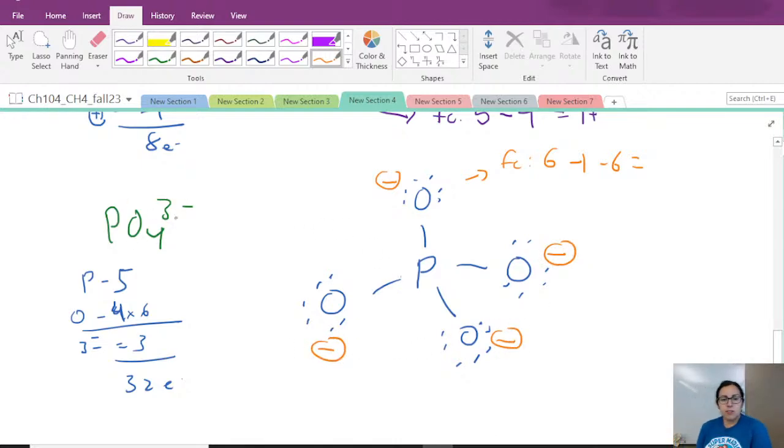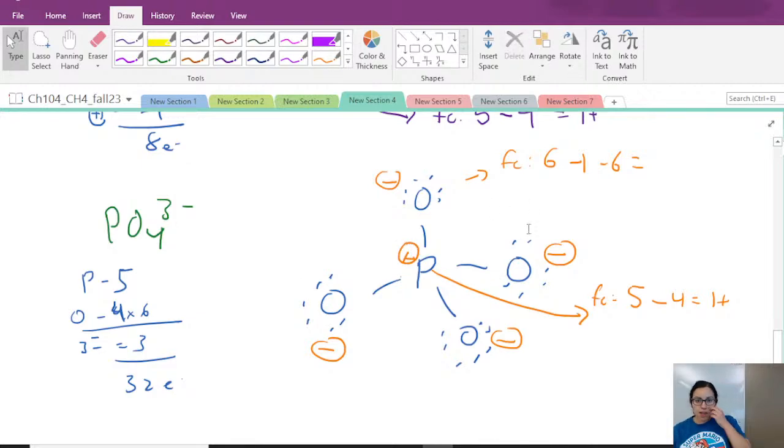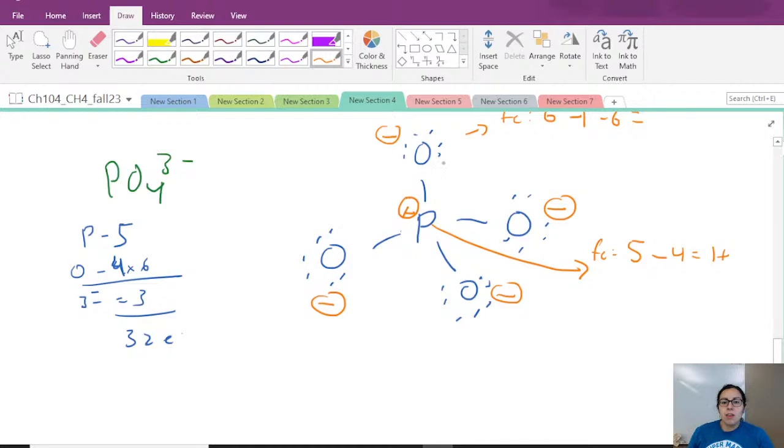But our overall charge is 3 minus, so we have to have a plus sign somewhere. And so then let's try to find that plus charge. It's probably on phosphorus, but let's verify that. So formal charge, 5 minus, so 1, 2, 3, 4 bonds. So there's our 1 plus charge. And so we can draw it like this then. And so again, this is totally acceptable. So all our charges cancel out.